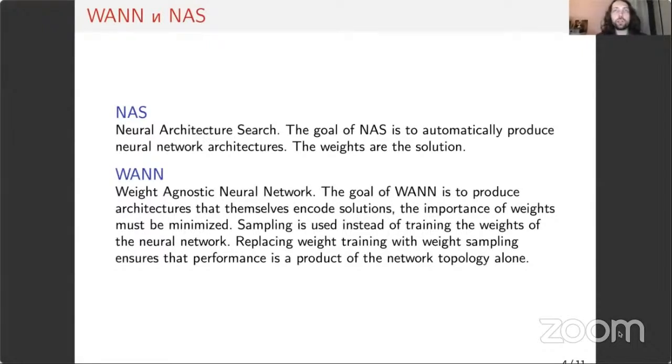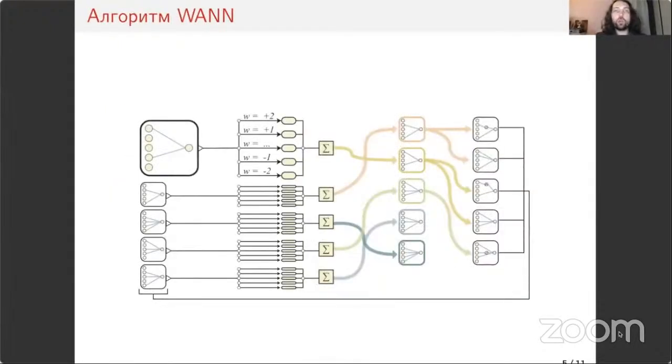In order to create architectures that encode solutions themselves, the importance of weights must be minimized. Replacing weight training with weight sampling ensures that performance is a product of the neural network topology alone. This slide shows the diagram of the VAN algorithm.